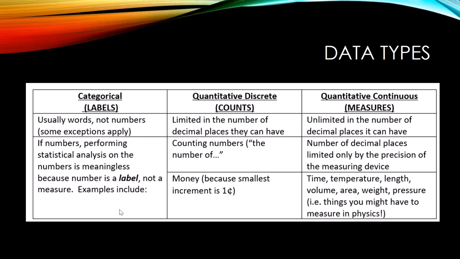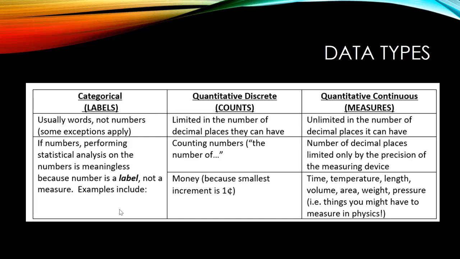Let's move on to quantitative discrete. As you can see, this is the counts. So we are limited in the number of decimal places they can have. So the two important examples are counting numbers. So for example, if I'm counting the number of people or the number of students, let's say in my class, I can't have 10.5 people. Now I could have one person who just attends half of the class, but I can't have half a person.